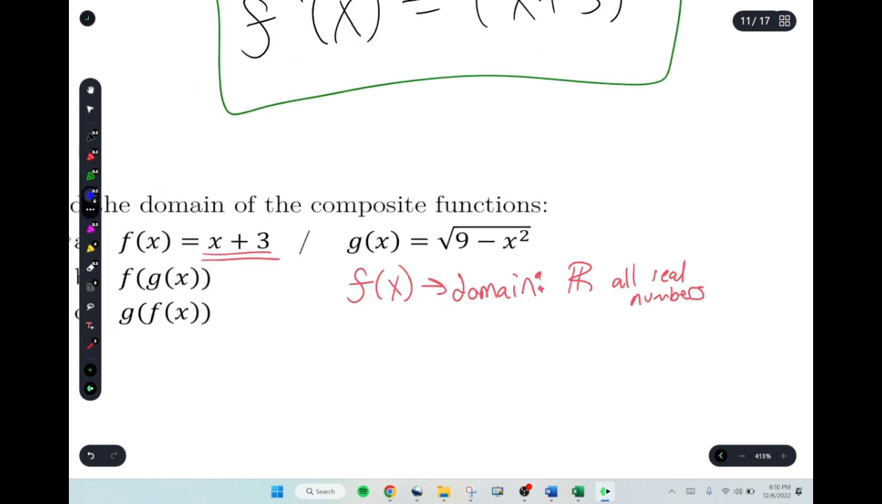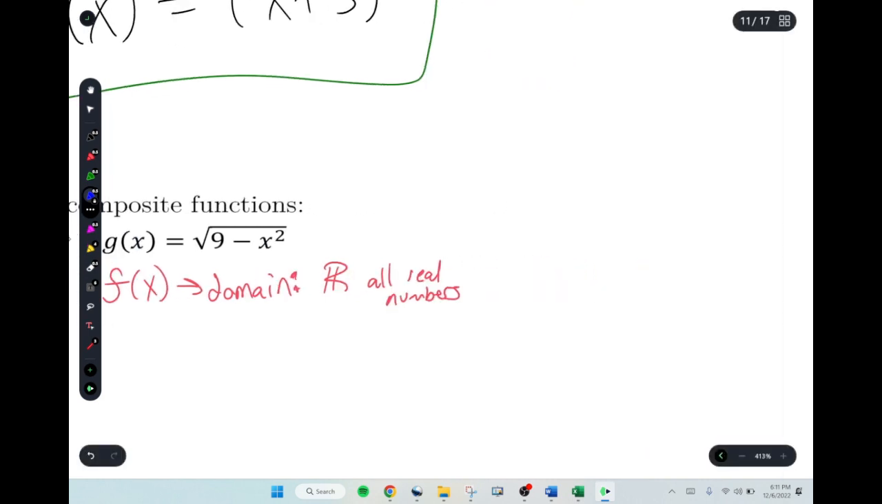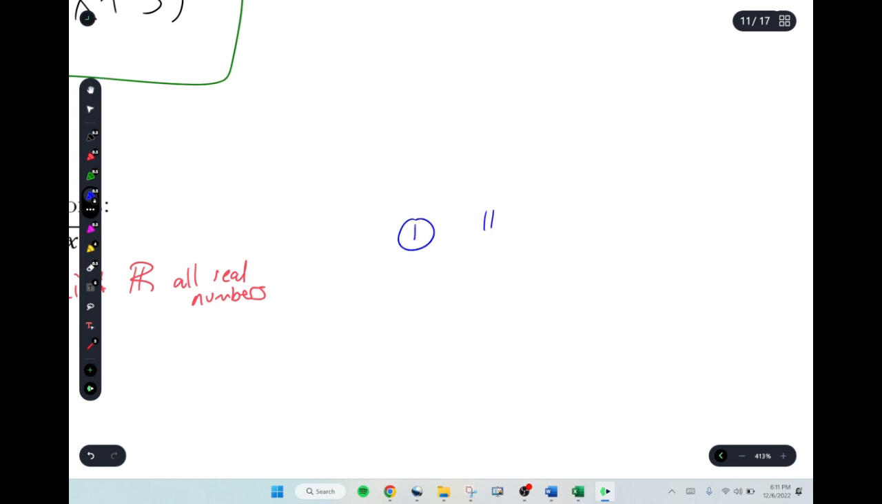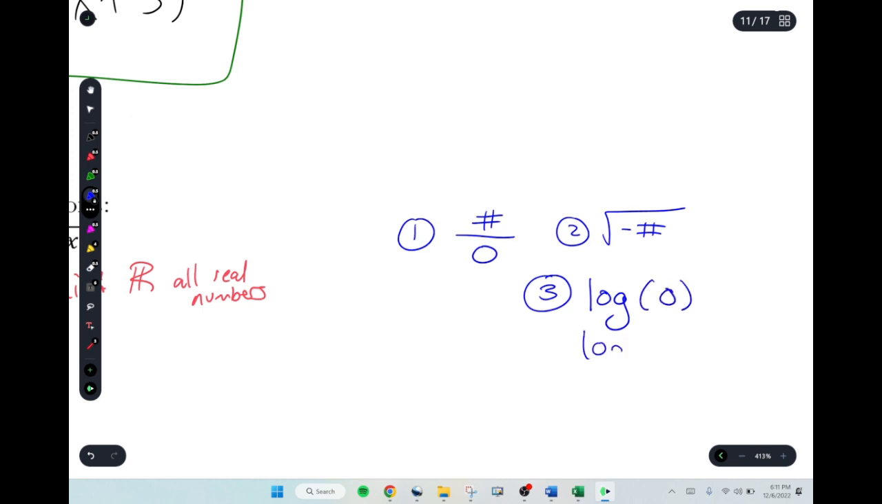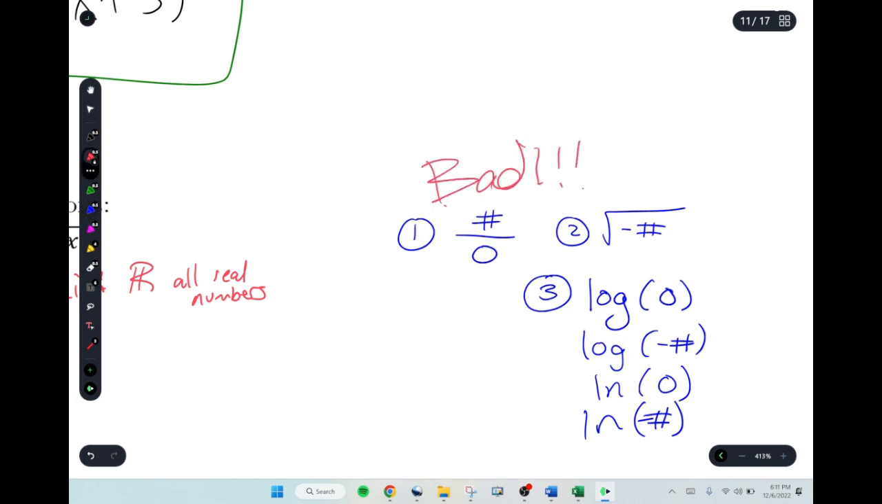Actually, let's make this note too. I'm sorry, I'm going on all these tangents, but it's important. There are only 3 things that make something bad. Zero on the denominator, a number over 0. A negative inside a square root. And the third thing, more recent: log of 0 or log of a negative number, which includes the ln as well. These are all bad. These are all things that kill or restrict your domain.